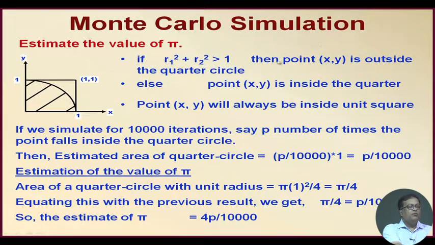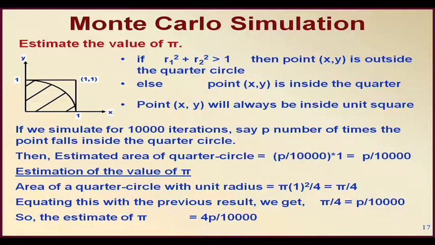So, that experiment if you keep doing, and if we simulate for 10,000 iterations, say p number of times the point falls inside the quarter circle, then the estimated area of quarter circle will be p by 10,000. Is it all right? Area of quarter circle with unit radius is pi by 4. So, pi by 4 equal to p by 10,000, or the estimate of pi will be 4 p by 10,000. That is how a simple Monte Carlo simulation can be done and a value of pi can be estimated.